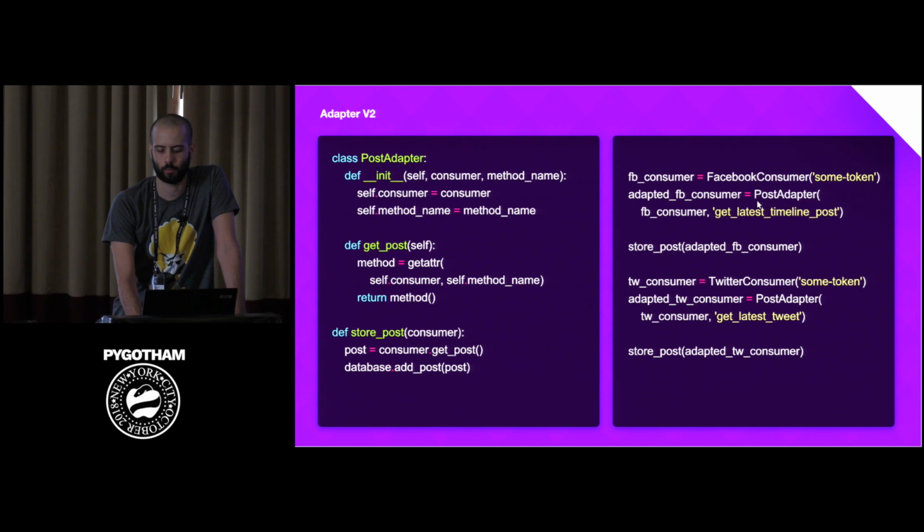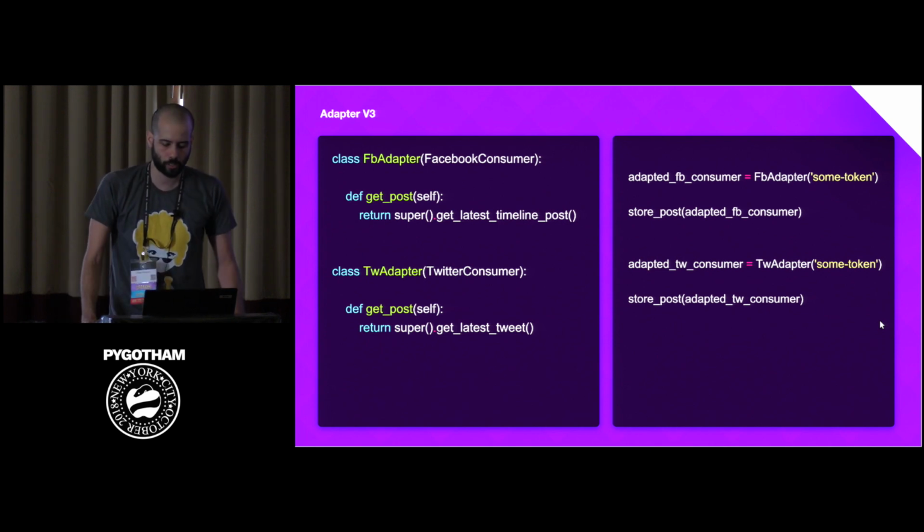So we just call post adapter with the Facebook consumer and say what's the name of the method to call there, and done. You can call store post with it. Same for Twitter, but we use the get latest tweet method.